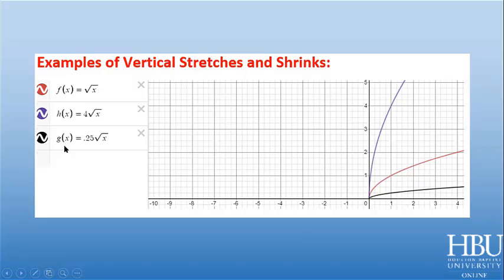On the other hand, if I define g of x to be 0.25 times the square root of x, in other words, 1/4 times the square root of x, I get this black graph, and the point (1, 1) on the graph of f corresponds to the point (1, 1/4) on the graph of g. So g is a vertical shrink of the graph of f.